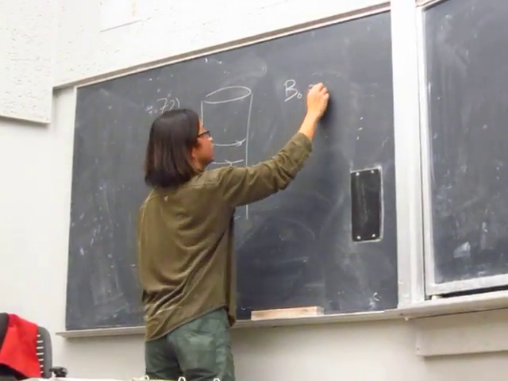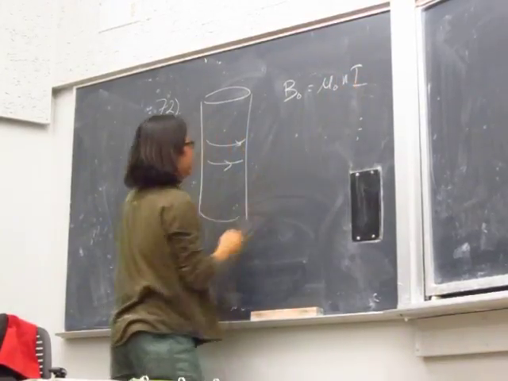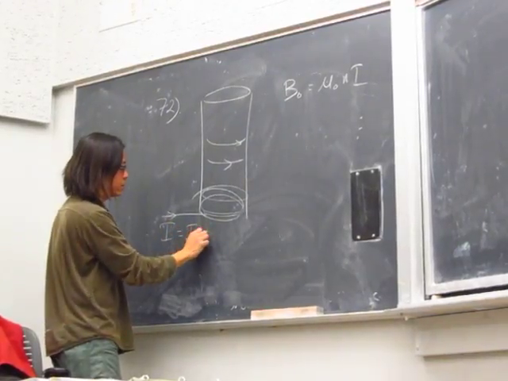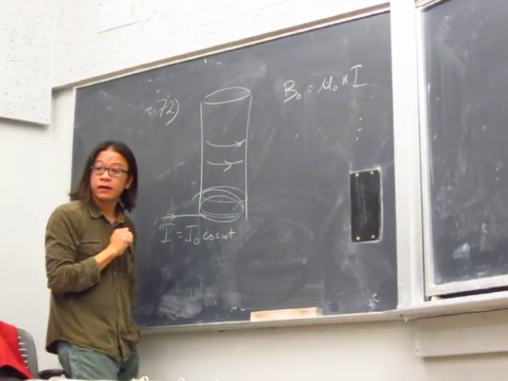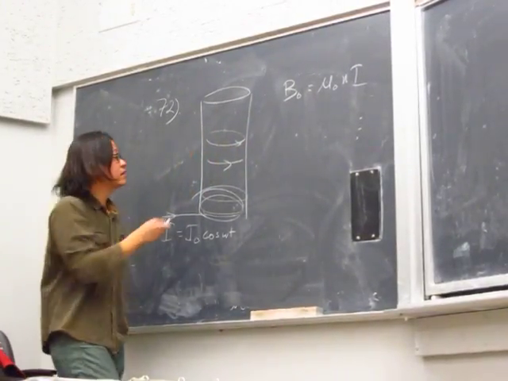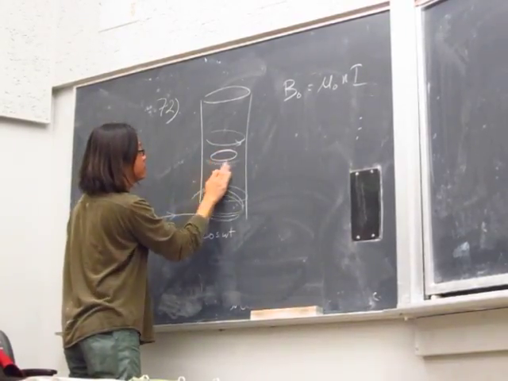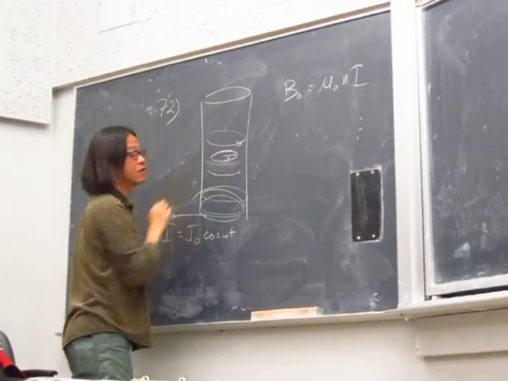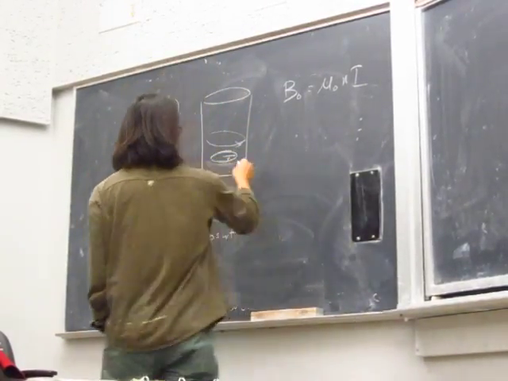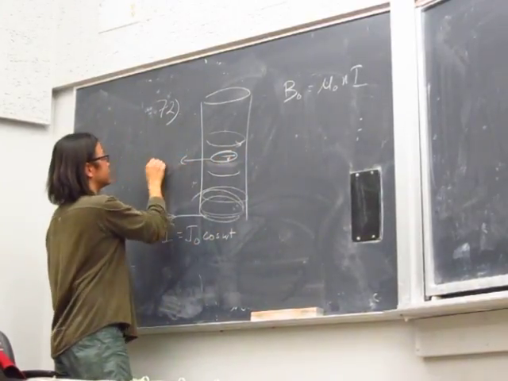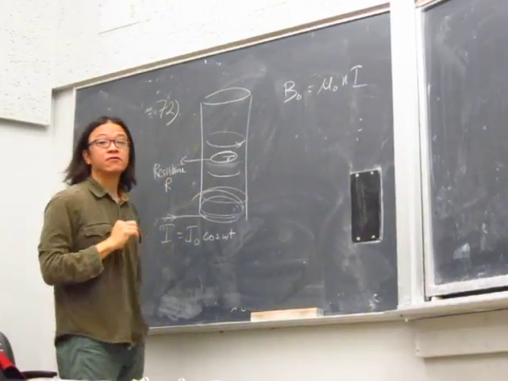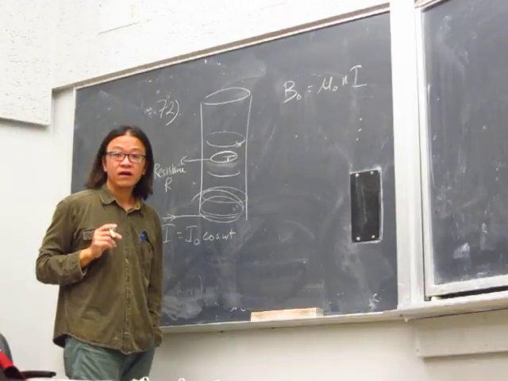Inside is B naught, which is mu naught n I. Say I have a sinusoidal current, I naught sin omega t. So the B field oscillates inside, and I have a loop in the middle. The problem has a loop in the middle of radius r, and it asks to calculate the induced current in the ring. This ring has radius r and a resistance big R, same thing, calculating this current.